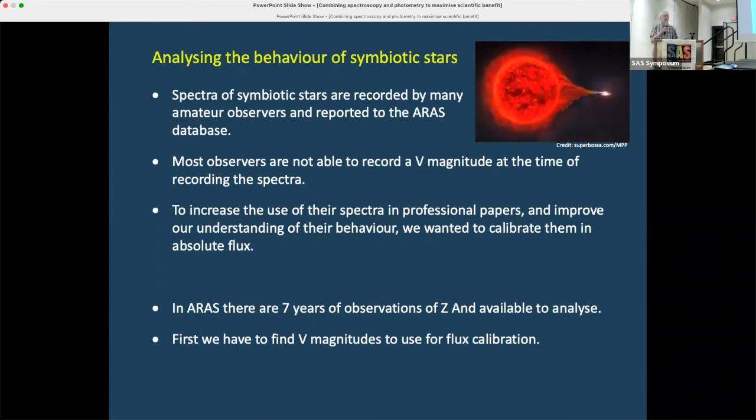systems where you have a red giant transferring material to, typically, a white dwarf. There has been a project to observe those for many years that is being coordinated through the ARAS project in Europe. And there are many years now of observations of symbiotic stars in that database. Most of the observations that were made were not recorded with concurrent photometry at the time. So we're, in a sense, retrospectively having to try and see if we can calibrate these in absolute flux.